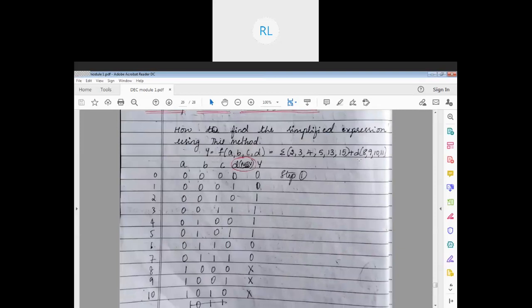So let us take y is equal to f of a, b, c, d. Now see, we are actually increasing the complexity. I have don't care terms. Don't care 8, 9, 10, 11. Can someone tell me what is a don't care? I think you would have studied this in your basic electronics.